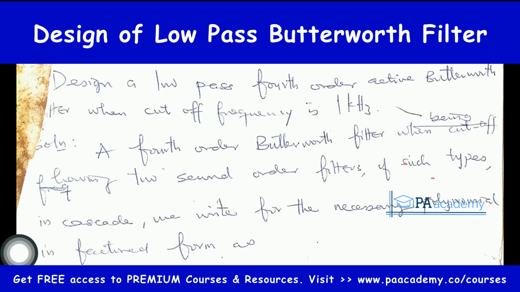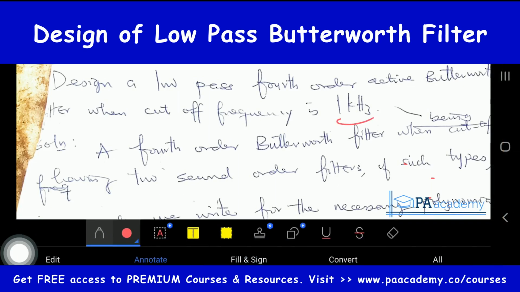The example still says: design a low pass fourth order active Butterworth filter with a cutoff frequency of 1 kilohertz. So take note of some of these values. We are given our cutoff frequency to be 1 kilohertz. So basically the question is as short as that. Let's move to the solution.